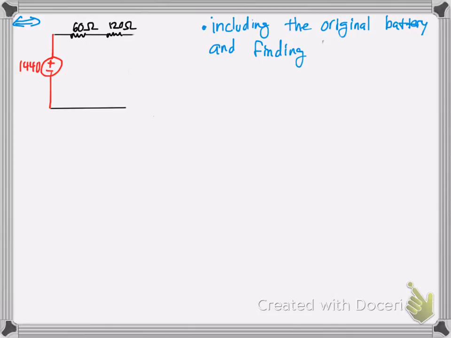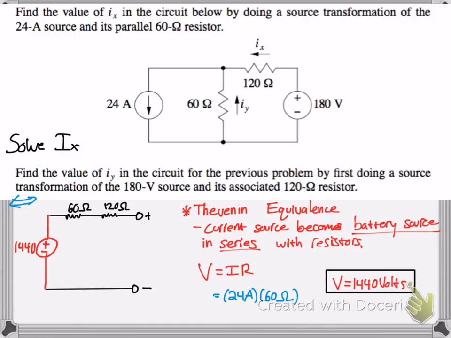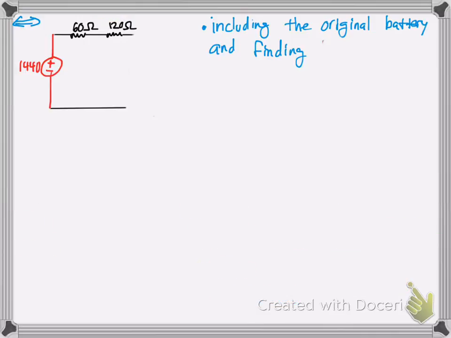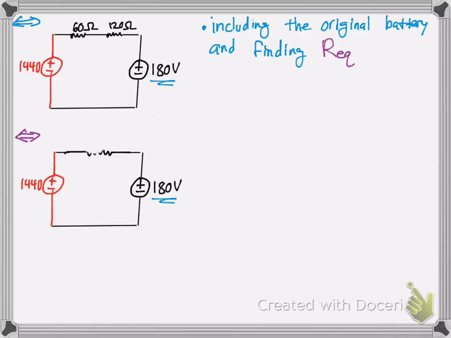So now what we're going to do is rewrite our circuit and include the original battery. So if you notice here, I took out the 180 volt battery, but now we're going to put it back in so we can find REQ real quick, just because we can, since these are in series. So 60 plus 120 is 180. So now we have our equivalent there, and we have both of our batteries.